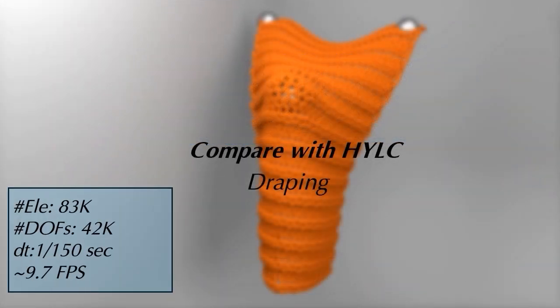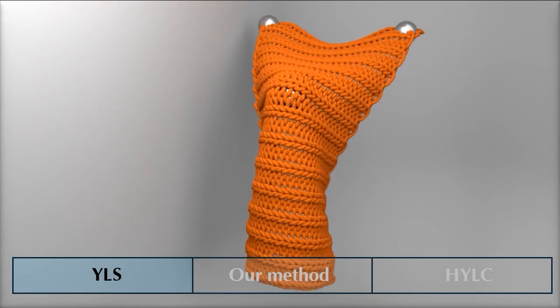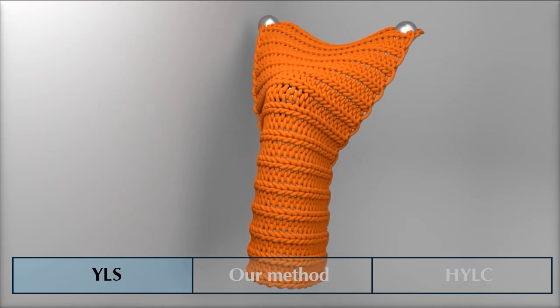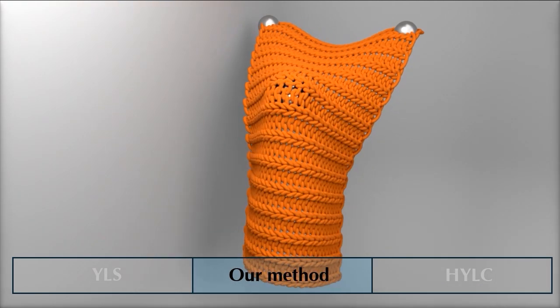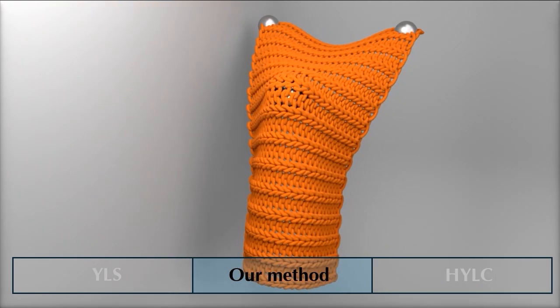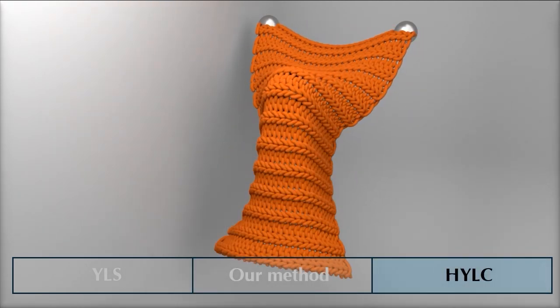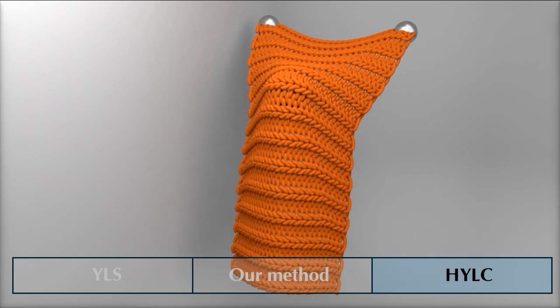The third example is draping the rib patch on a sphere. The yarn level simulation exhibits inhomogeneous deformation at the fabric-sphere contact region. Our method can capture this phenomenon. Without spatially varying material, HYLC cannot capture it.